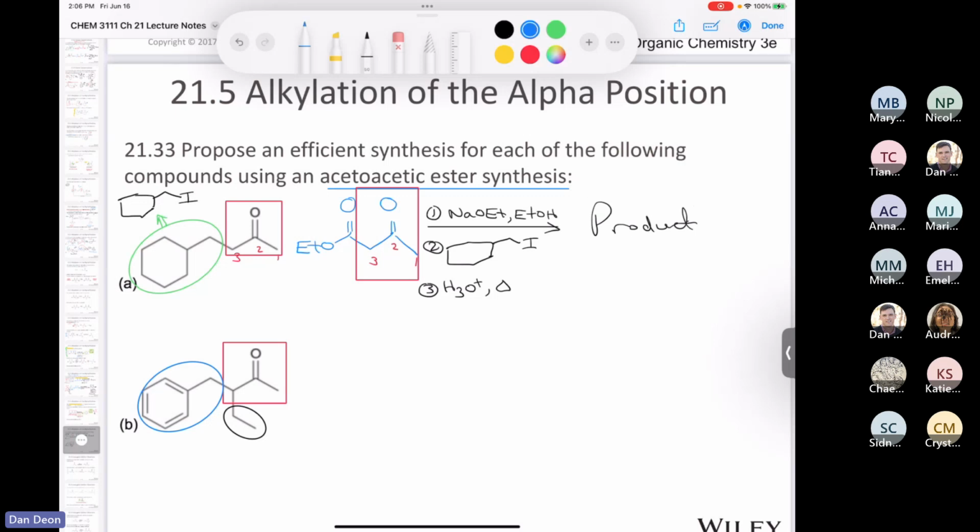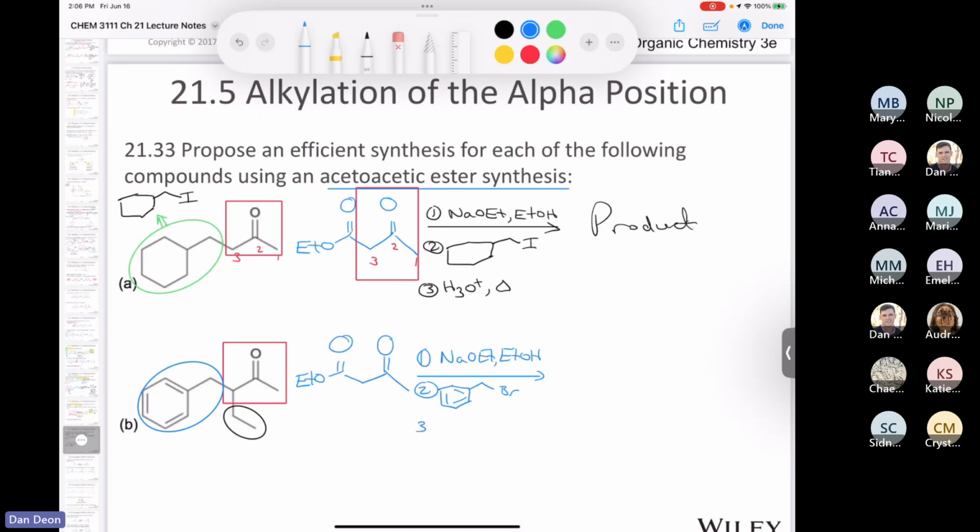Well, we're going to start out with ethyl acetoacetate. Our first step is going to be to treat it with sodium methoxide and ethanol. Then our first electrophile is going to be benzyl bromide or benzyl iodide. There we go, we'll pick benzyl bromide.